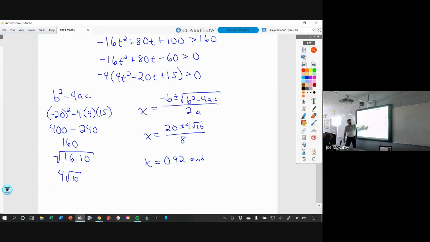So when you do 20 minus 4 square root of 10, get an answer, divide that by 8, it rounds to 0.92. If you do 20 plus 4 square root of 10, and then divide that answer by 8, you get... working on it. Is it 5.08? I don't know, I forgot to put in the 4.